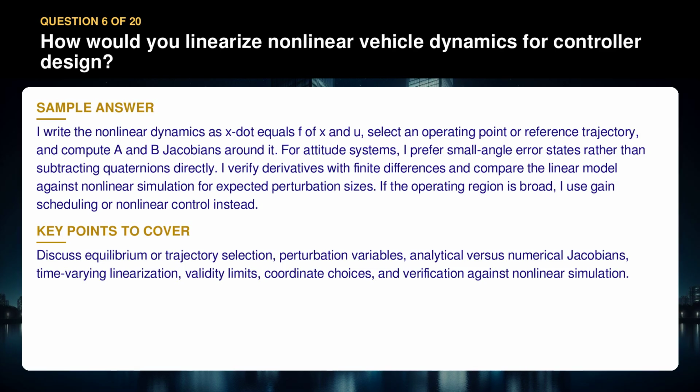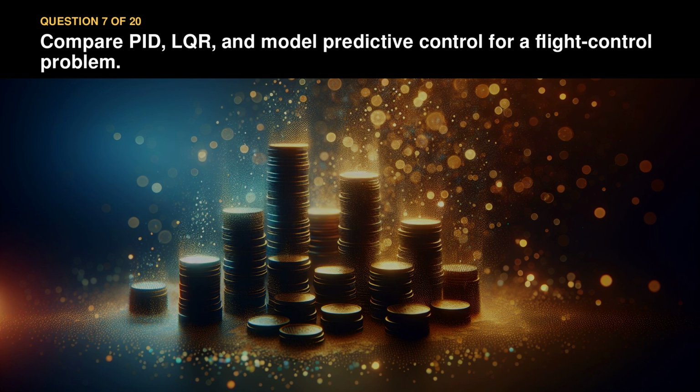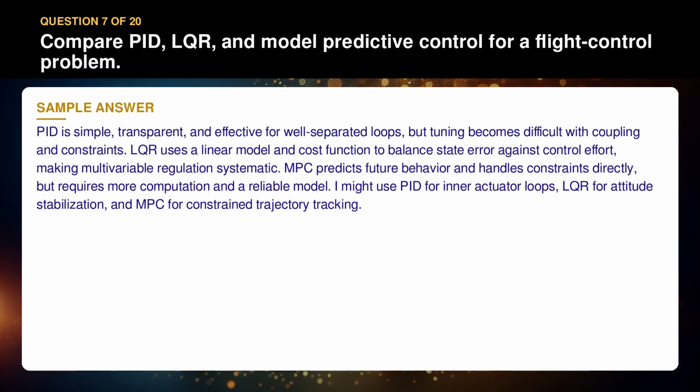Question 7. Compare PID, LQR, and model predictive control for a flight control problem. PID is simple, transparent, and effective for well-separated loops, but tuning becomes difficult with coupling and constraints. LQR uses a linear model and cost function to balance state error against control effort, making multivariable regulation systematic.